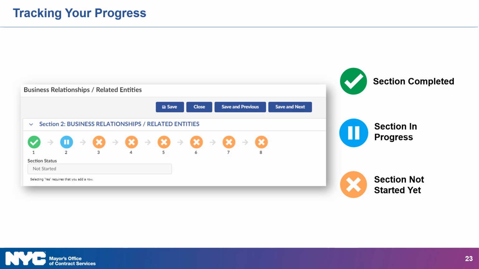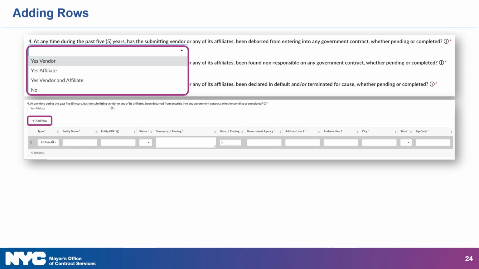Passport times out after 20 minutes of inactivity. You may need to click Save and then Save and Next to proceed. When you select an answer containing yes from the questionnaire dropdown, the screen will refresh and you will then have to click the Add Row button. When you click on the Add Row button, the fields will open up and you will have to enter requested details there.